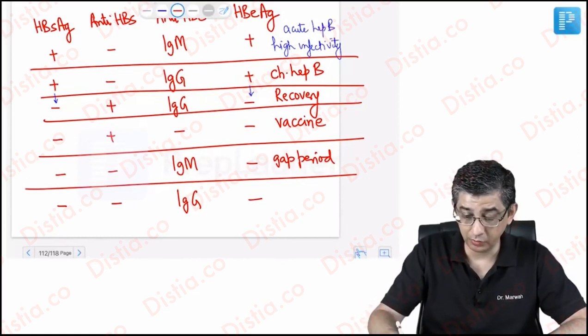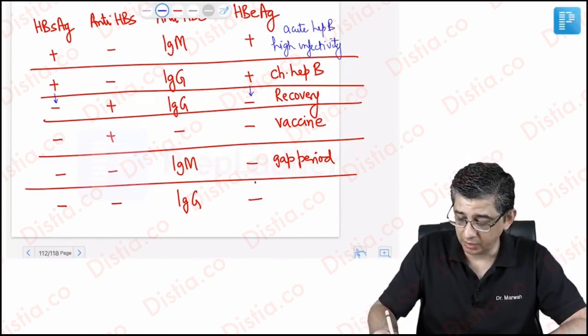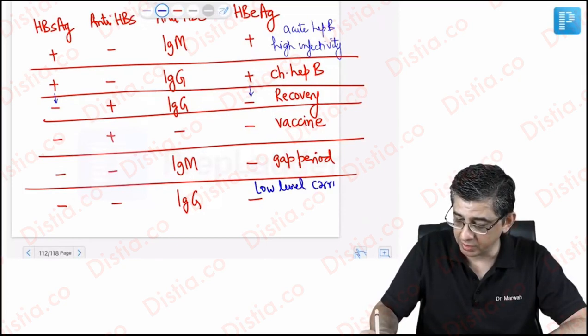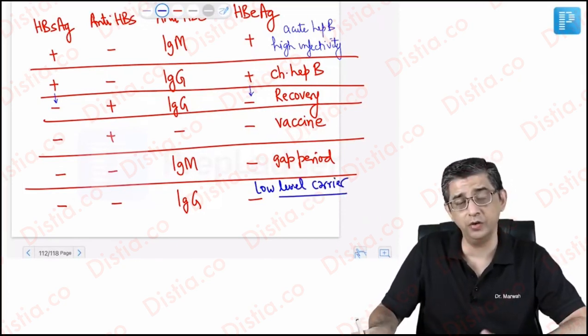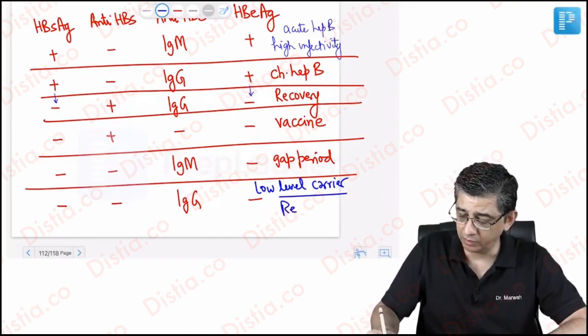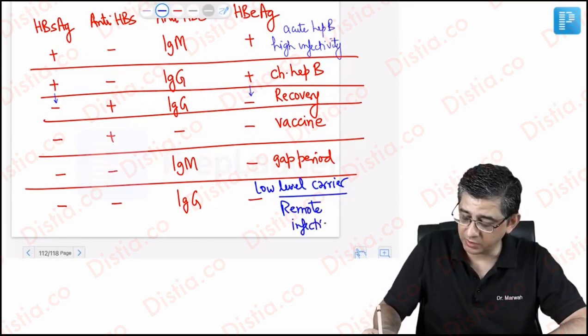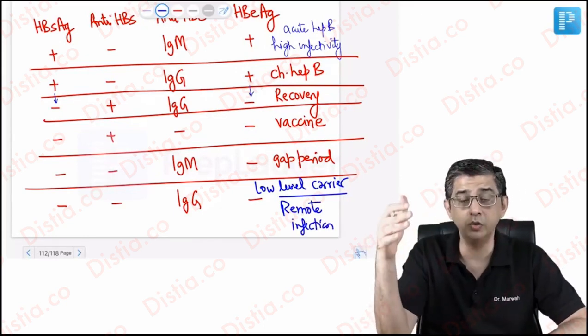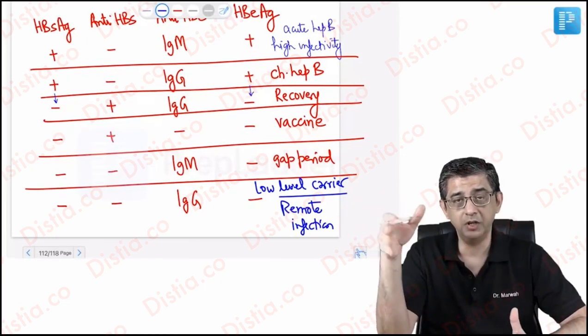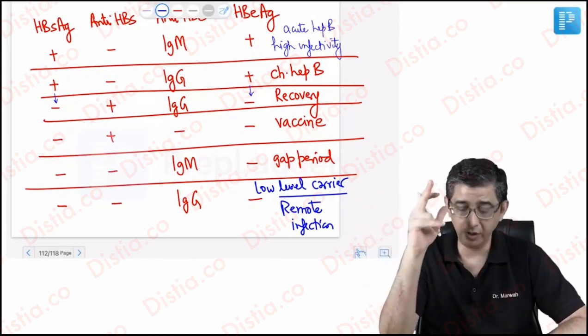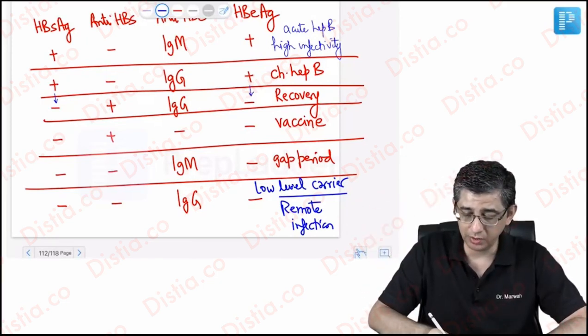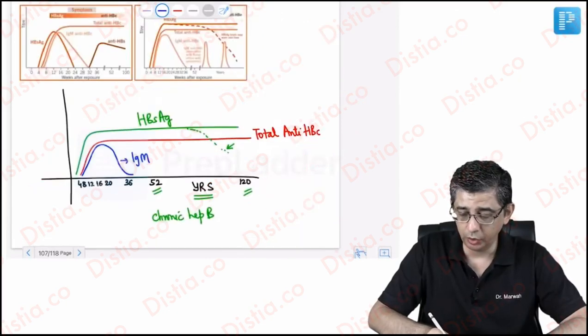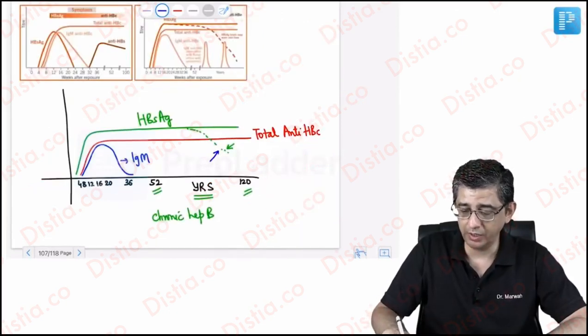One would be, and this is what you will answer in the exam, this can either be a low level carrier. That would be, because there are two interpretations here, so I'm writing them down in decreasing order of importance. One would be low level carrier, or it could be a remote infection. He could have had infection long time back, so now the surface antigen has disappeared below the threshold of detection. You remember the curves that I made before you, especially for chronic version. I'll just go back and show you this curve that I had drawn, and you can see that surface antigen was showing a declining trend.